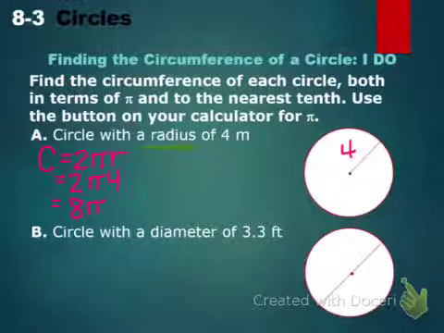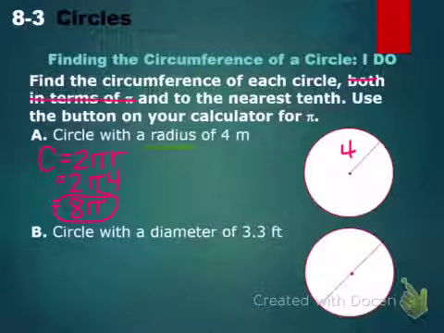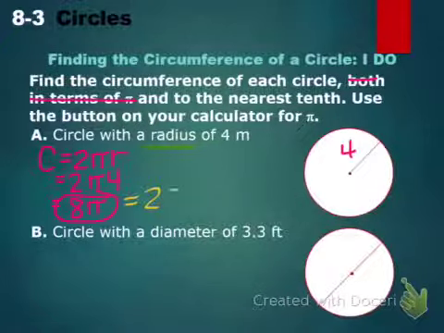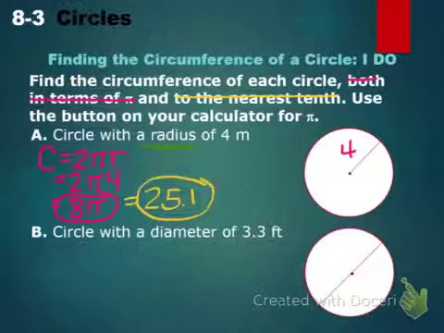Now this question asks us to find it both in terms of pi, which I've done, but then it also wants us to find it to the nearest tenth. So on the calculator I'm going to do 8 times, and then I'm going to use the pi button, and then equals, and it's going to give me a big, long, yucky decimal, and I'm just going to round it to the nearest tenth, so 25.1. And now I've got it to the nearest tenth also. So these are the 2 answers we're looking for.